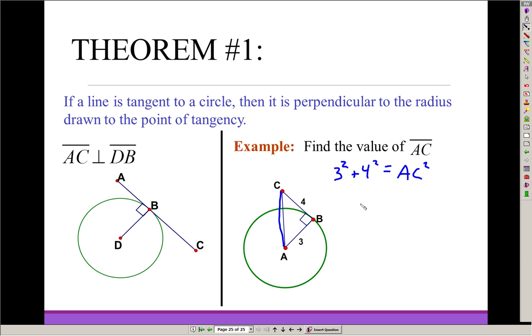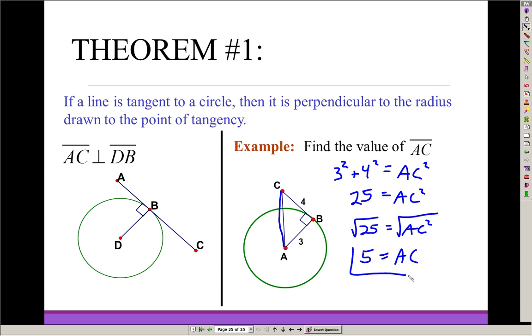That's 9 plus 16 is 25. And then when you square root both sides, square root of 25 is 5. Square root of AC squared is AC. So the measure of segment AC is 5. A tangent is perpendicular to a radius drawn to the point of tangency. And be prepared for right triangles and using the Pythagorean theorem.